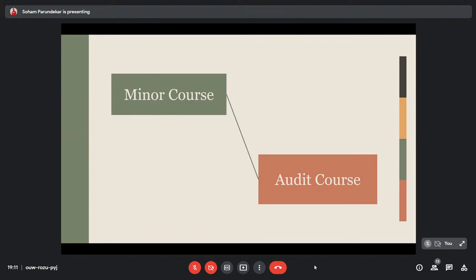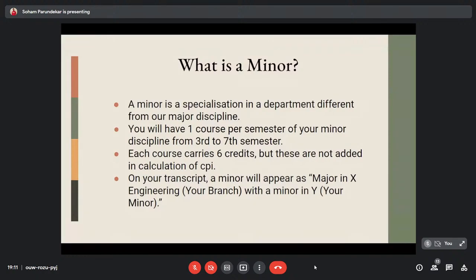So what is a minor? A minor is a specialization in a department different from your major discipline. That means if you are from an EEE department, you cannot take an electronics minor. It has to be from a different department. If you are from CSE department major, you cannot take a computer science minor.